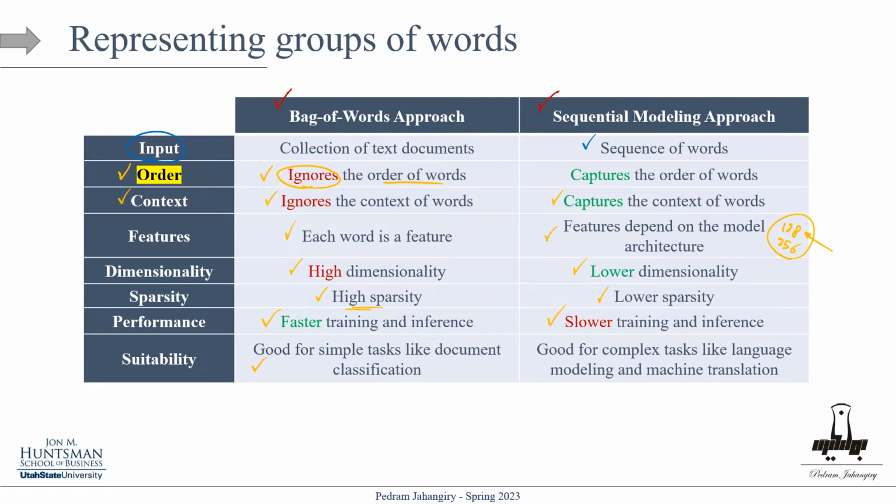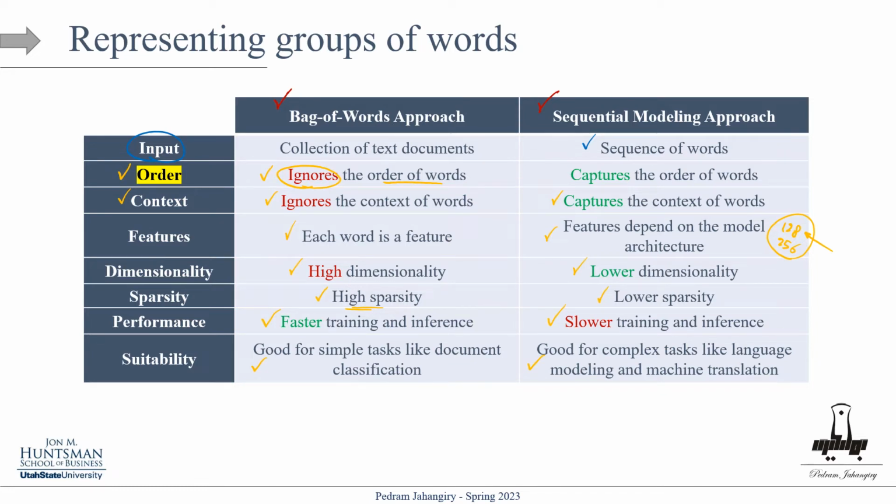And finally, in terms of suitability, it all depends on the context, on what kind of problems you're dealing with. Usually bag of words is good for simple tasks like document classification, and sequence modeling is good for more complex tasks like language modeling and machine translation, and also tasks where the ordering really matters.